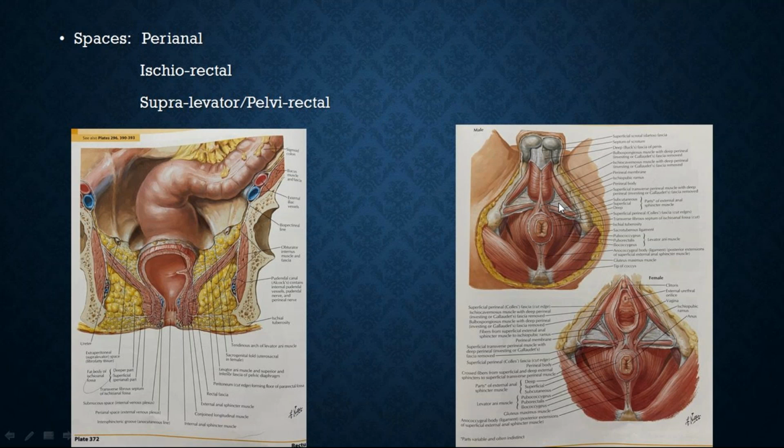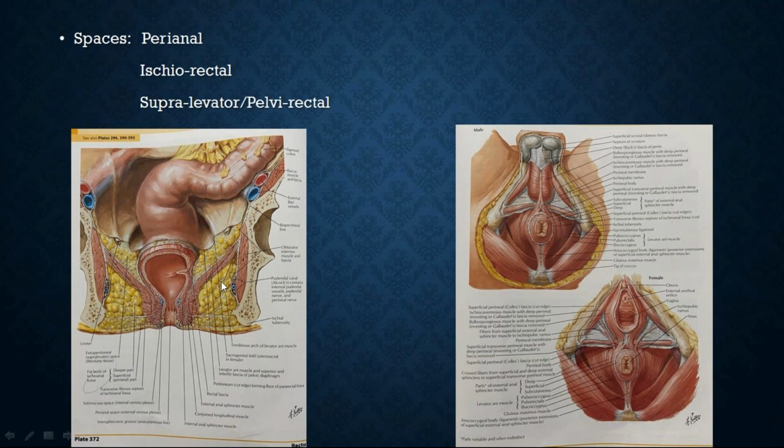Anteriorly there will be the urogenital diaphragm, superficial perineal muscles and urogenital. So these are the anterior and posterior relations. This is the lateral relation, the medial wall, it has an apex and the base. So this is also very important: ischiorectal abscess.